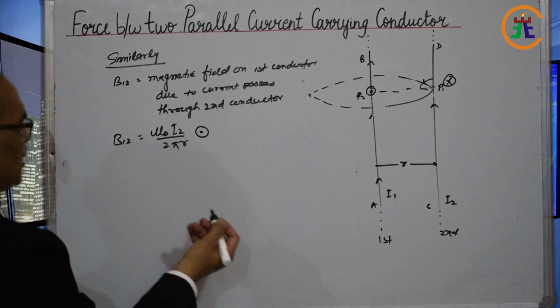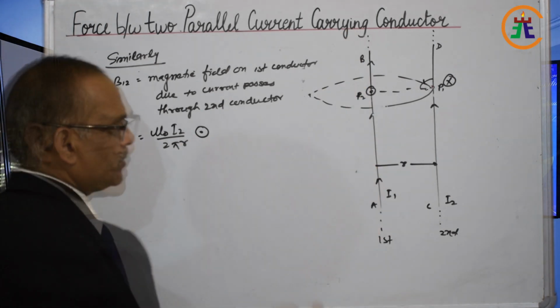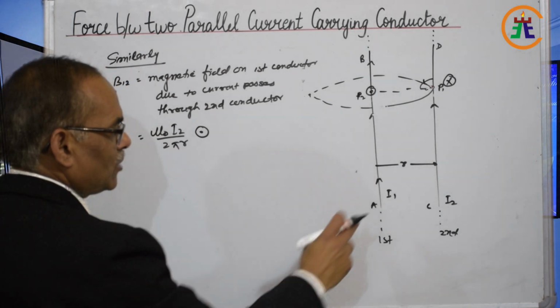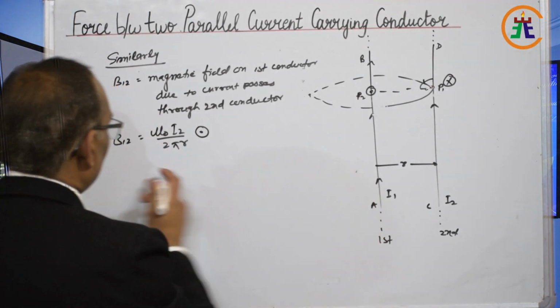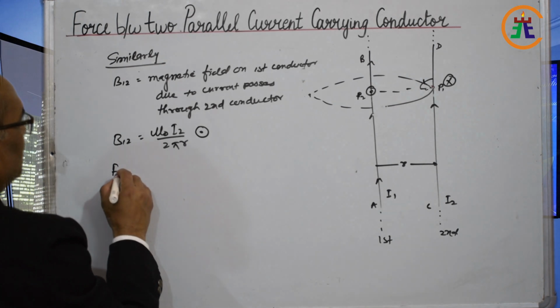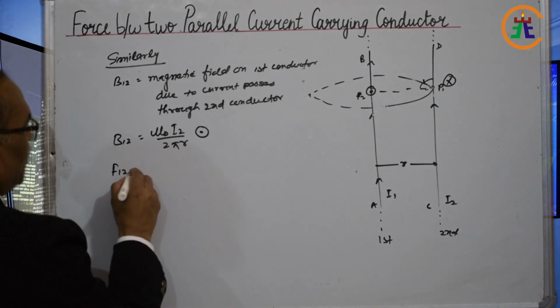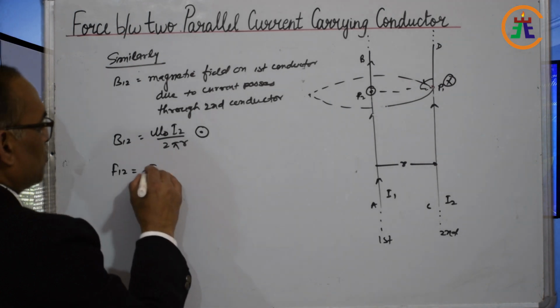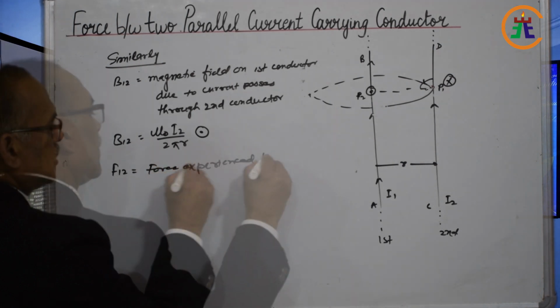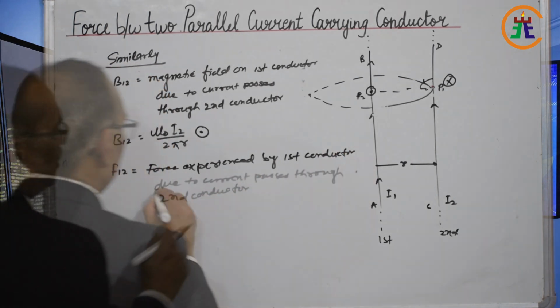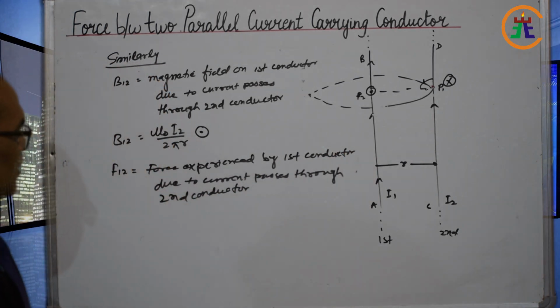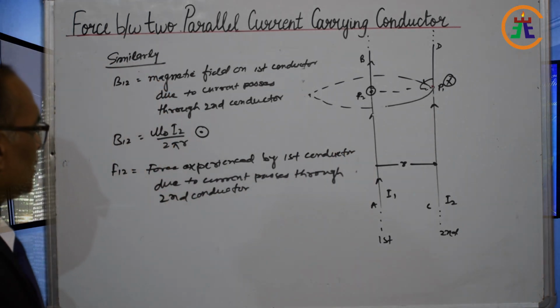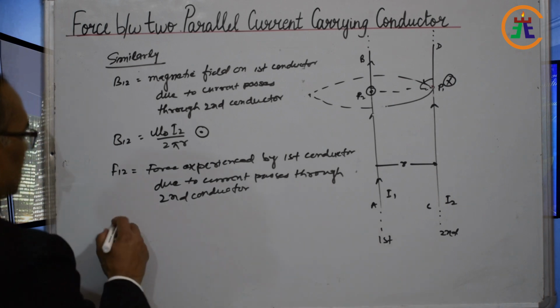So the force experienced by this conductor is inside the magnetic field. Hence, the force experienced by the first conductor due to the current passing through the second conductor is equal to, this is the force experienced by the first conductor due to the current passing through the second conductor.